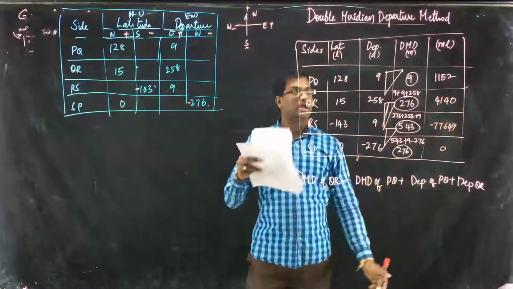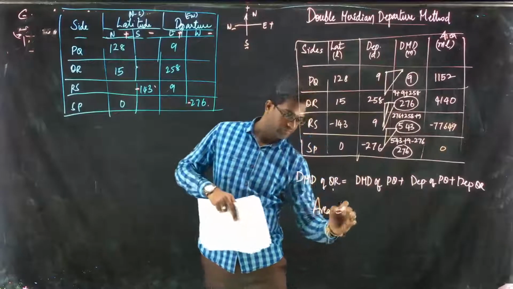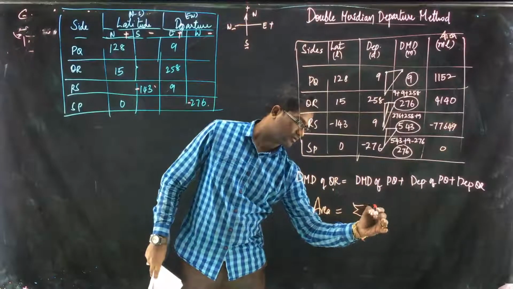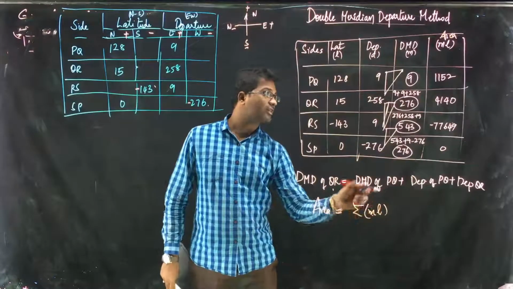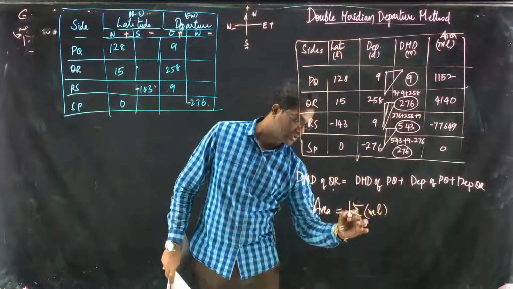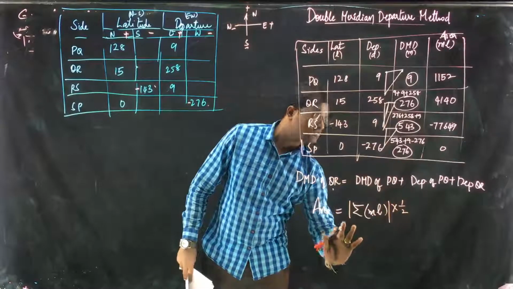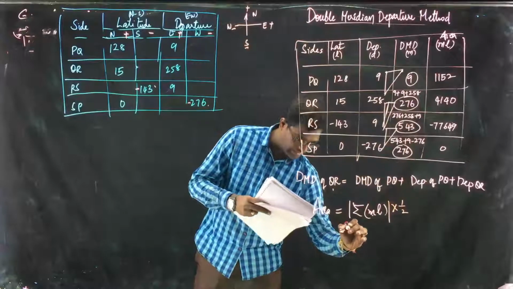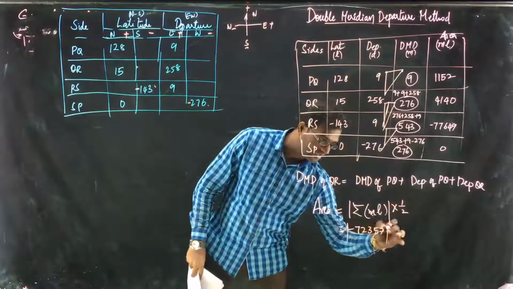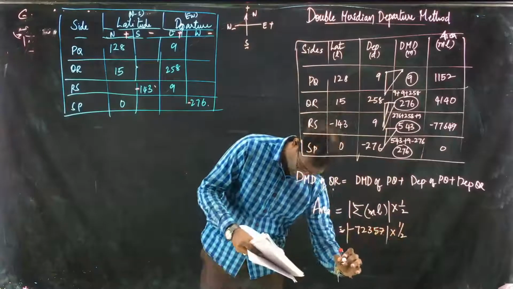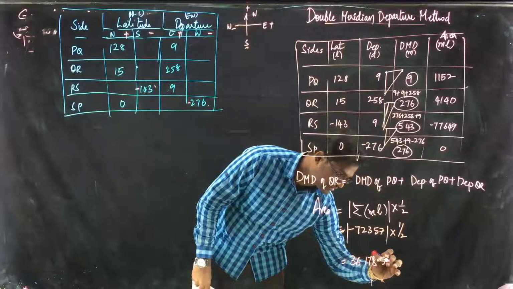Now if you have got these values, the area is given by the summation of the products of double meridian departure values and the corresponding latitudes, modulus of it, which is again multiplied by half. So the summation of all these values you can calculate as minus 272357, modulus, into half, and this value is given by 36178.5 square meters.